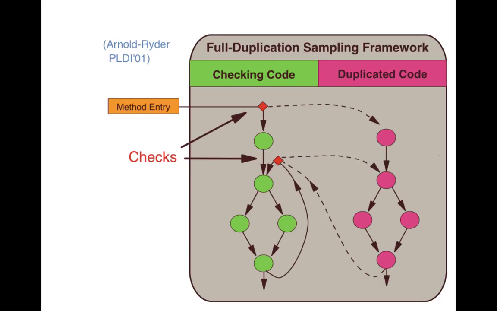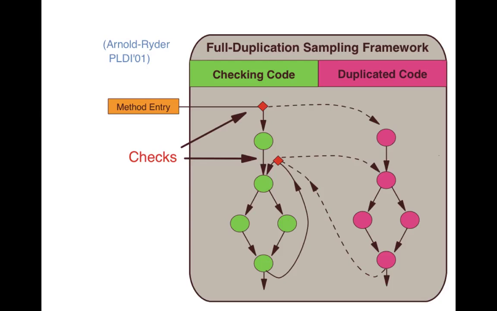This paper has a very clever approach to making a copy of a method, and one part of the method has no instrumentation but has a couple of checks, and that's called the checking code. And the other copy of the program, shown in pink here, is a duplicate of the program with instrumentation inserted. In the non-instrumented version, we're going to execute there most of the time, and every once in a while, our checking code will say, hey, we've executed non-instrumented long enough. Let's go take a sample of this method's execution profile.